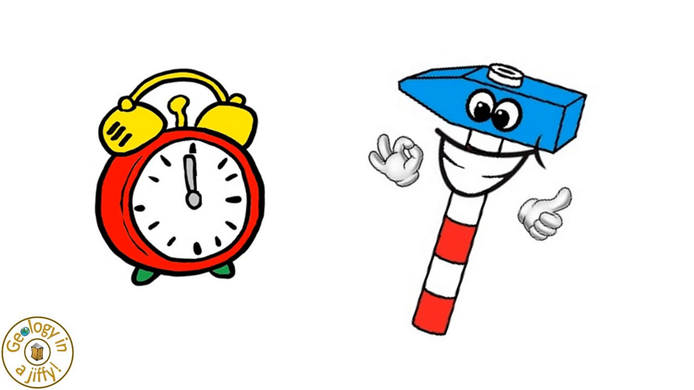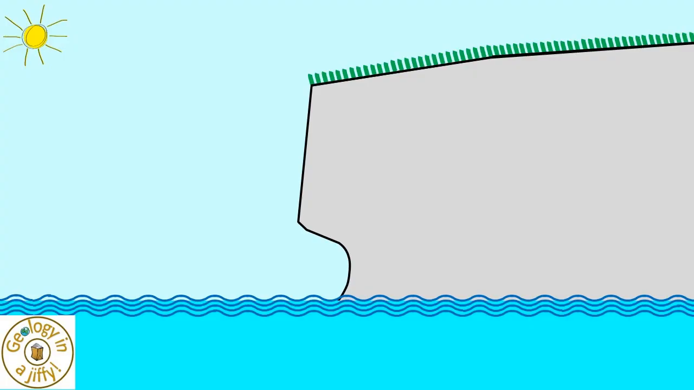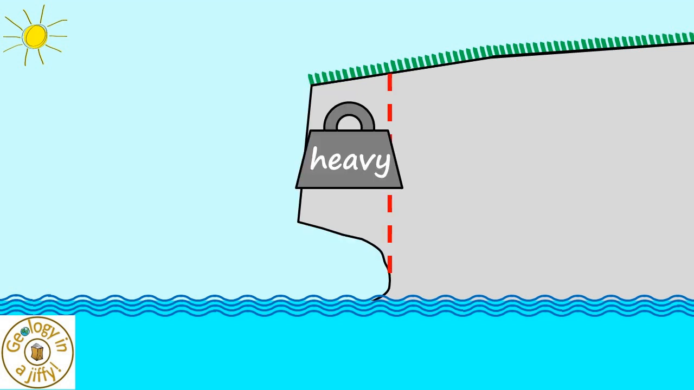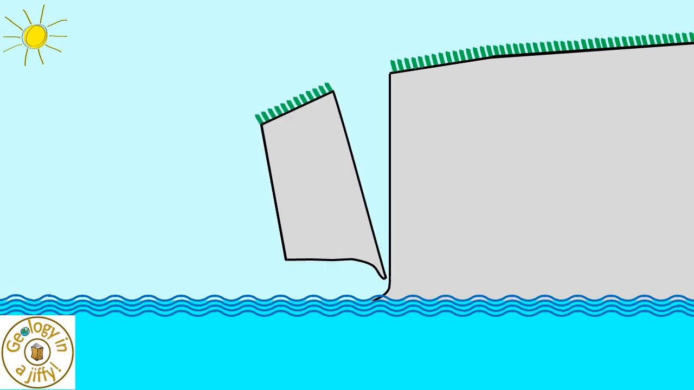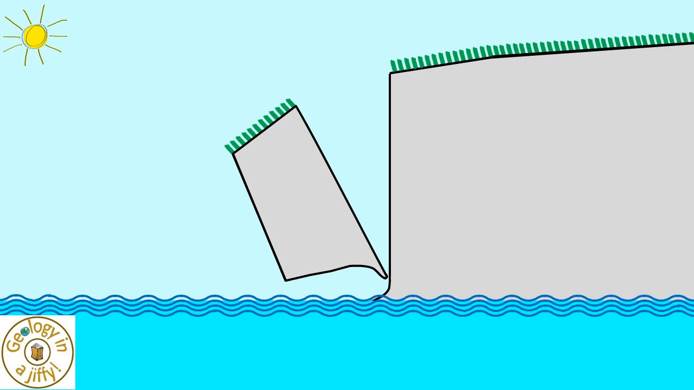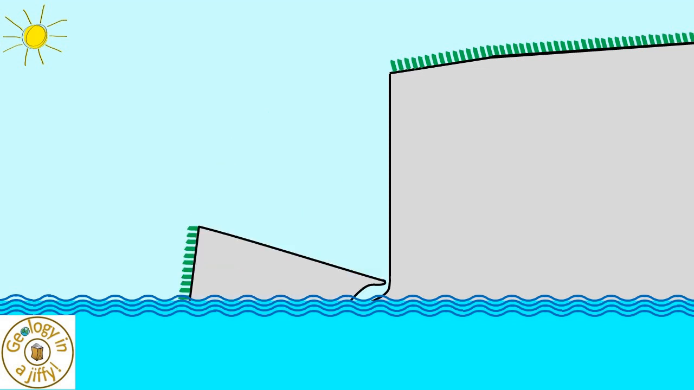And with repeated erosion over time, the notch erodes much deeper into the base of the cliff, the block of rock above the notch, here, being very heavy in weight, with gravity trying to pull it downwards, ultimately resulting in this block of rock falling into the sea, and the cliff line now further receded back towards the land.